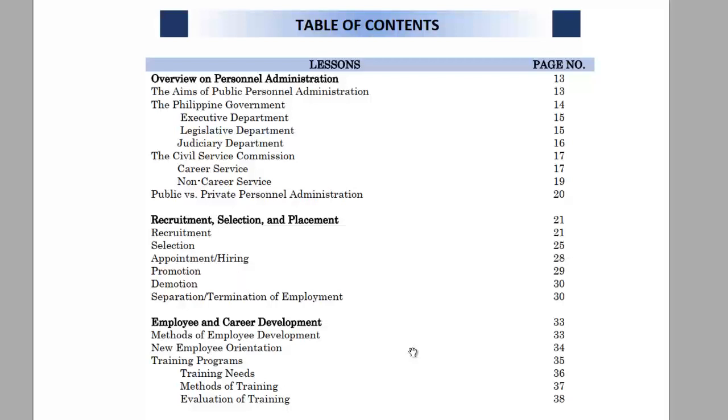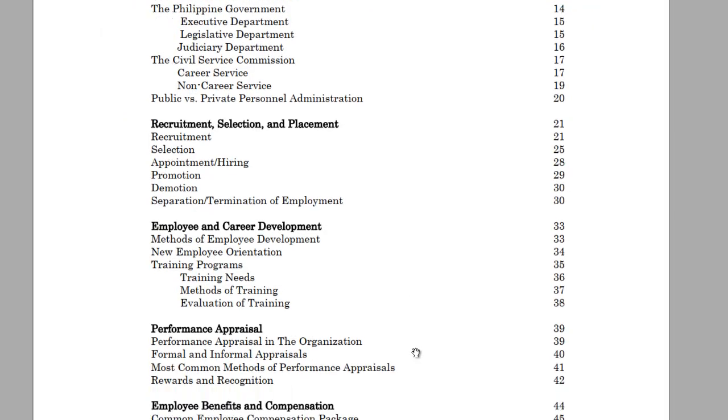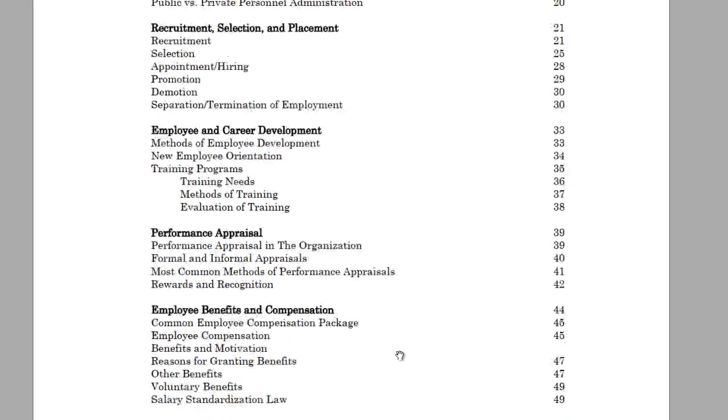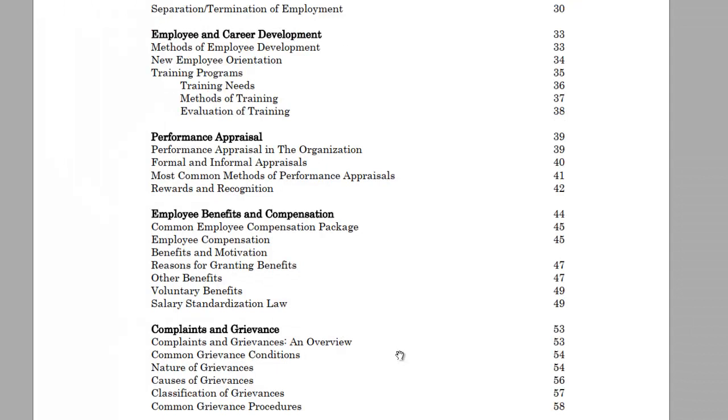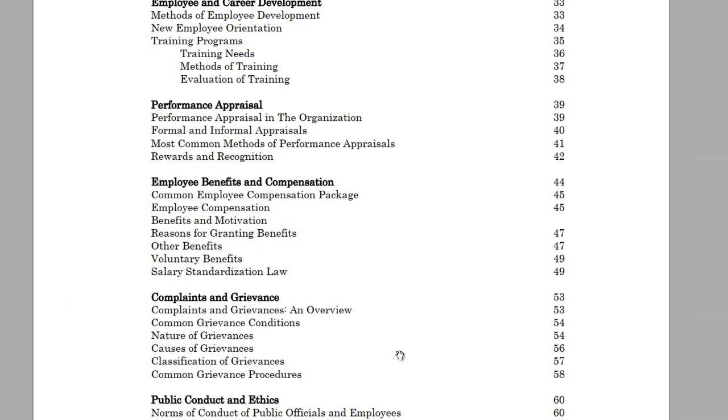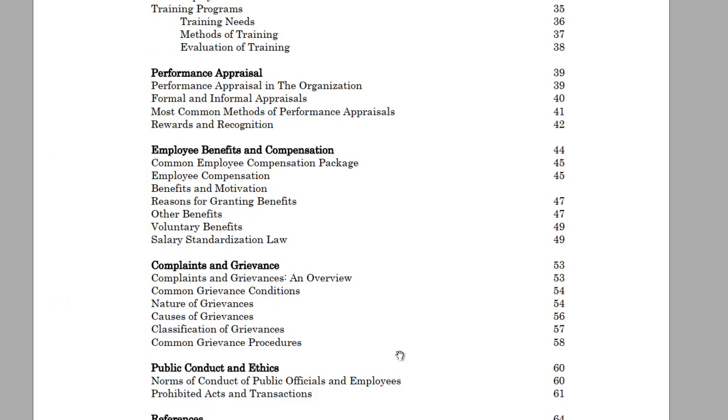In general, this course module will cover the overview first. Next are recruitment, selection, and placement, employee and career development, performance appraisal, employee benefits and compensation, complaints and grievance, public conduct, and ethics.